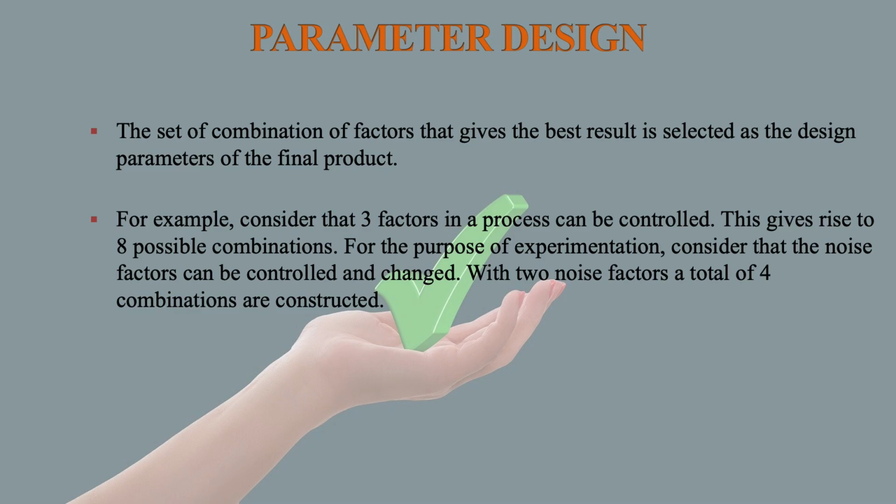For example, consider that 3 factors in a process can be controlled. This gives rise to 8 possible combinations. For the purpose of experimentation, consider that the noise factors can be controlled and changed. With 2 noise factors, a total of 4 combinations are constructed. So in the example, 3 design factors will be selected, and by combination, they will give 8 combinations. And in the noise factors, we are taking only 2 factors, and here 4 combinations can be constructed.